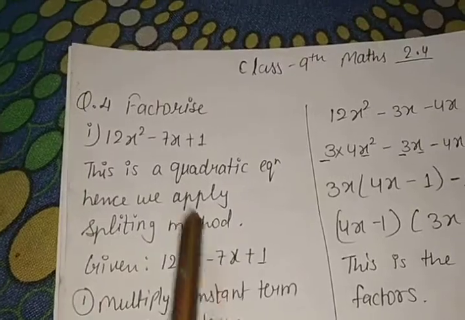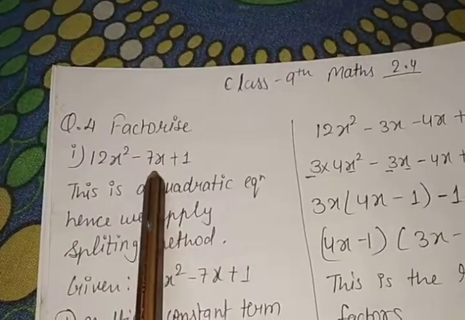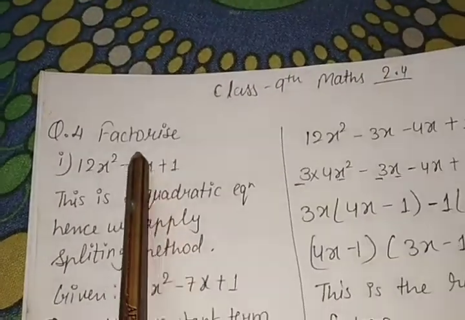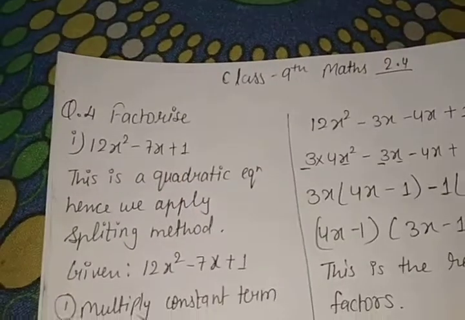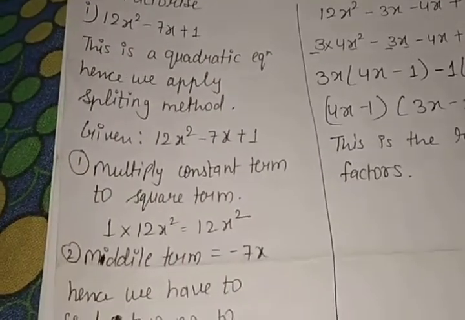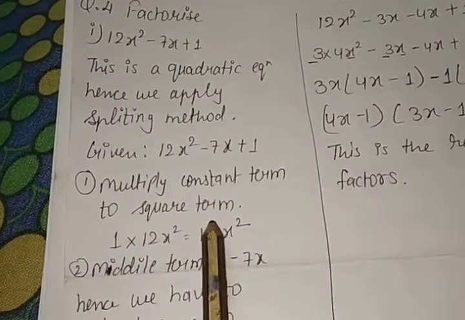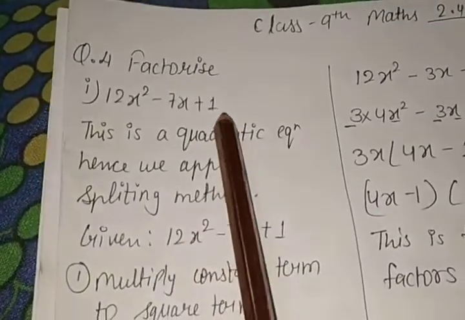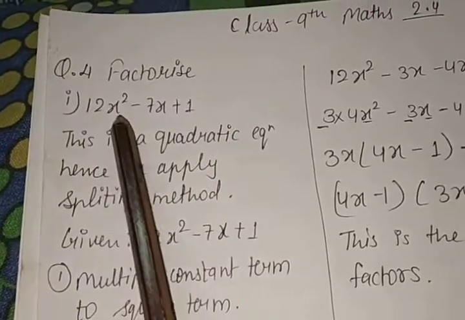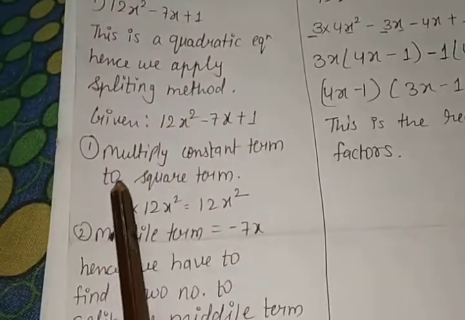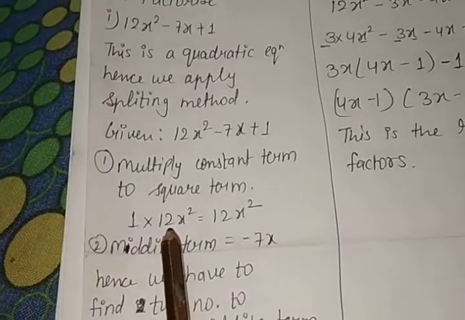Splitting method means split the middle term into two terms. In what way? I will explain. First step, multiply the constant term to the square term. Here constant term is 1 and square term is 12x square. So first step is multiply the constant term and square term.